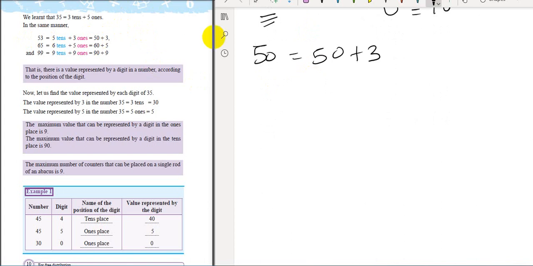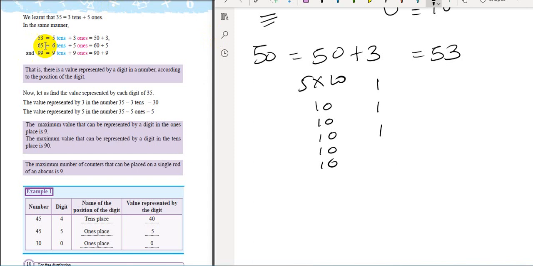50 plus 3 is 53, because here 5 tens are here: 1, 2, 3, 4, 5, 10, 20, 30, 40, 50. Okay. Here how many ones are? 1, 2, 3. How many ones are here? 3 ones are here. So 50 plus 3 is 53. Likewise here, 65: 6 tens, 60, and 5 ones are 65. In 99, 9 tens plus 9 ones, 99.